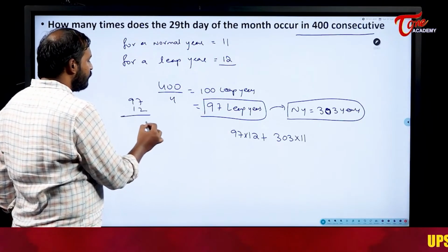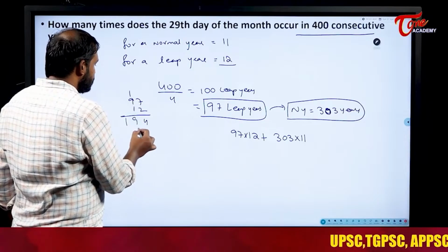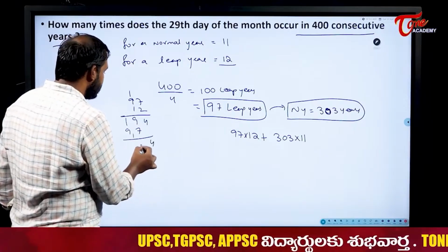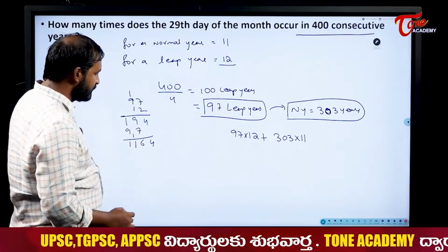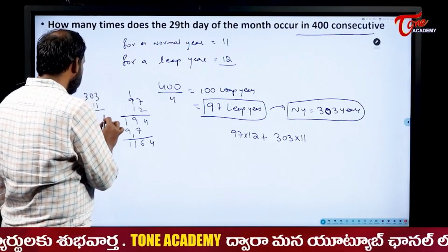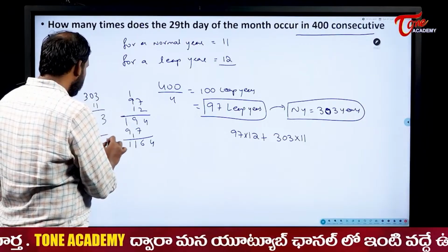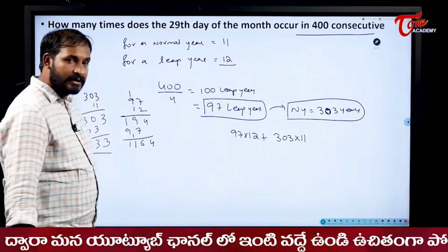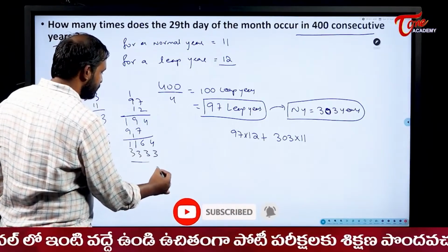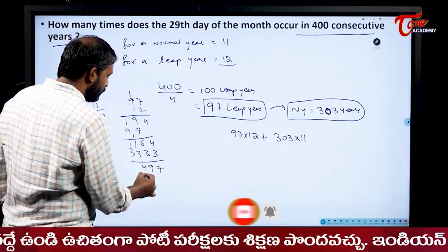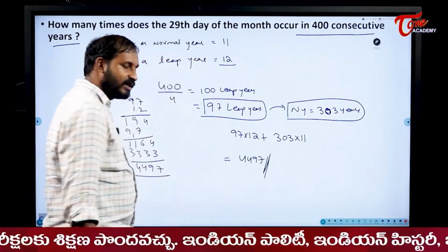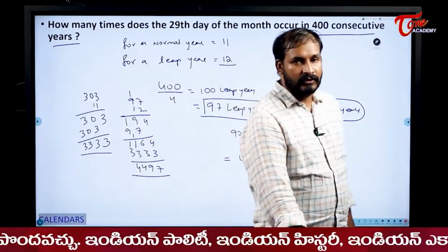97 12s are 1164. So this becomes what? 1164 and 303 11s: 303 11 times means 303, 303. It will become what? 33, right? It becomes 3333. So if I add the 3333 to this one, what does it become? 4497. So we will have 4497 months which will have the 29th day of the month.